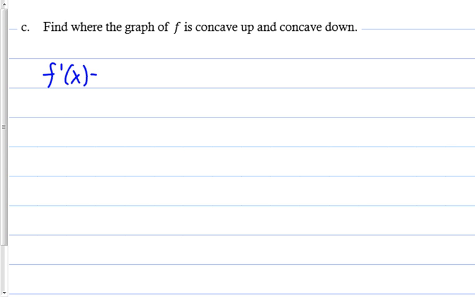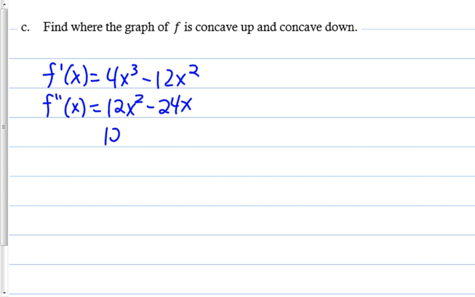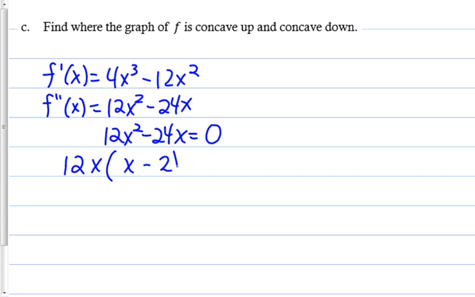So they gave us the first derivative. We're going to derive again. I'm going to take my second derivative and set it equal to 0 and figure out what are the possible values for x. I see that there's a greatest common factor of 12x, so I'm going to pull that out. I'm going to factor it out, and I'm left with a lonely x there and a 2. So according to the zero product property, 12x equals 0, so I get x equals 0. And then x minus 2 equals 0, so I get x equals 2.